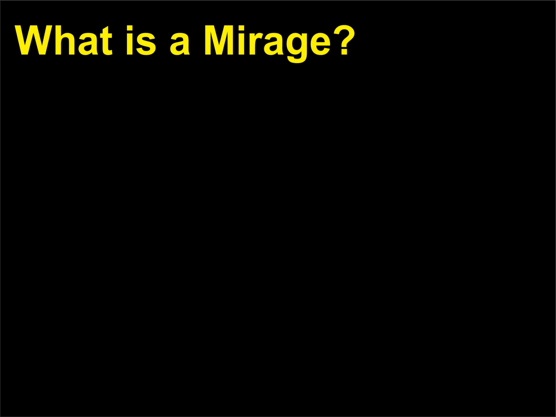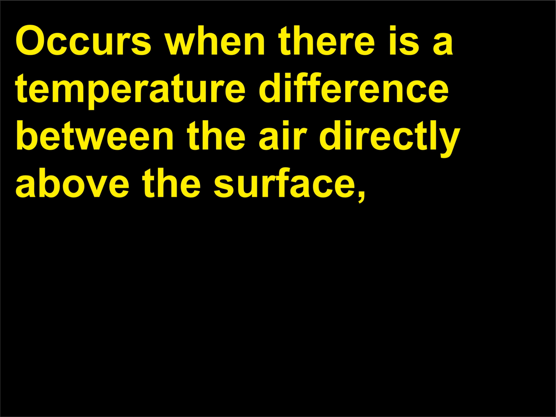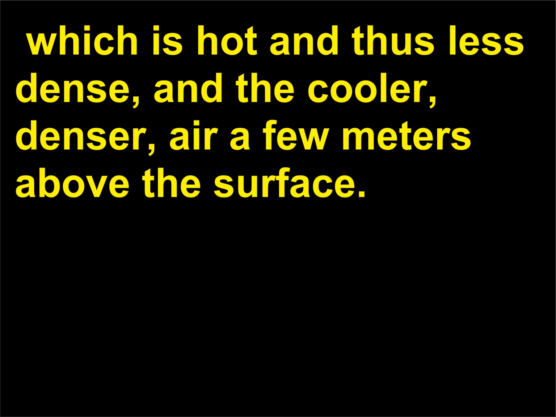What is a mirage? Occurs when there is a temperature difference between the air directly above the surface, which is hot and thus less dense, and the cooler, denser air a few meters above the surface.